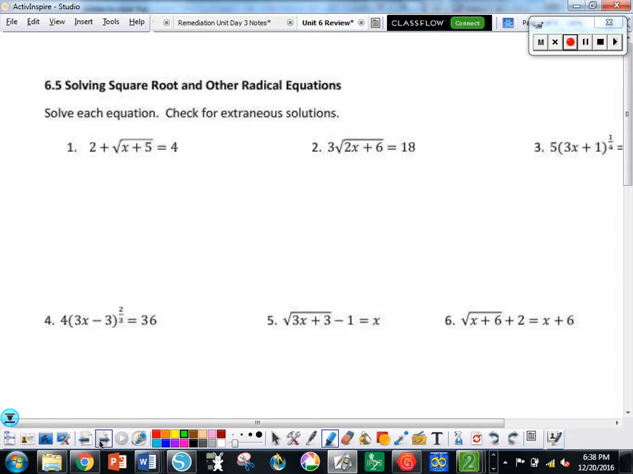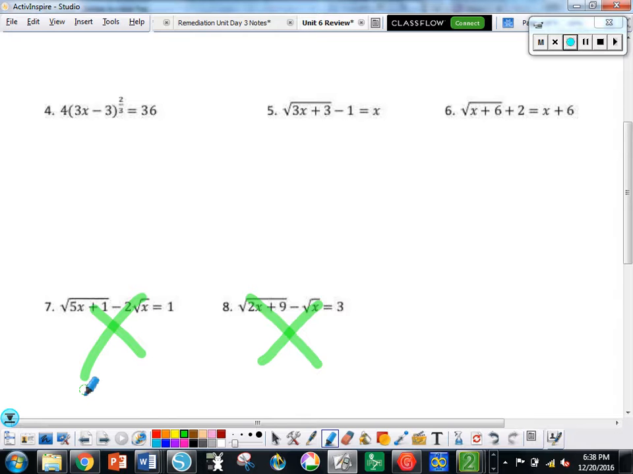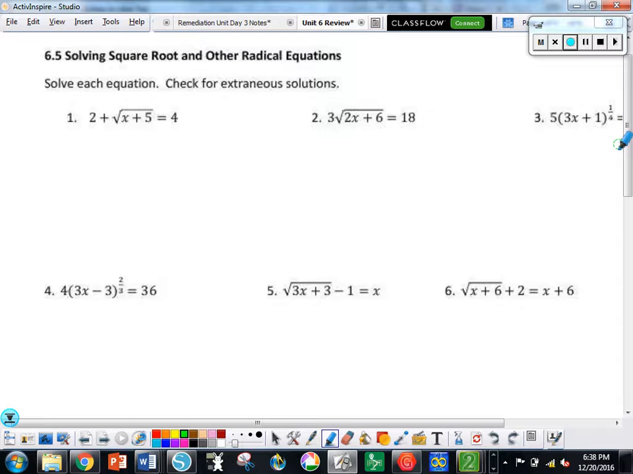All right, next page. Now we have to solve these square roots. We are going to cross off 2 of the options, 7 and 8, because you won't have anything like that on the test. And we didn't really cover it in class. Number 1, let's subtract the 2. So you've got the square root of x plus 5 equals 2. I'm not going to do all of these because they take a long time and I want to go home. But I'll make sure I have at least a couple of every type of problem.